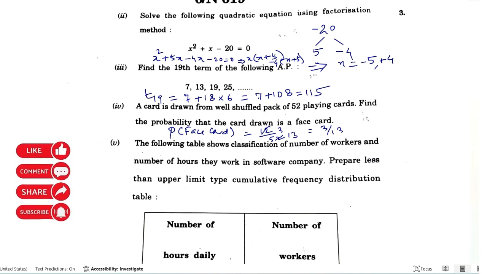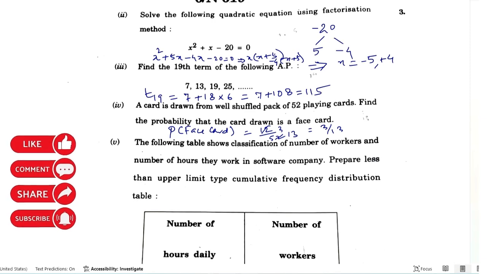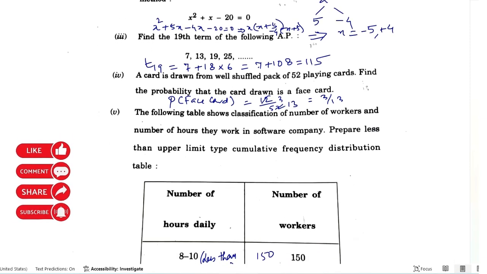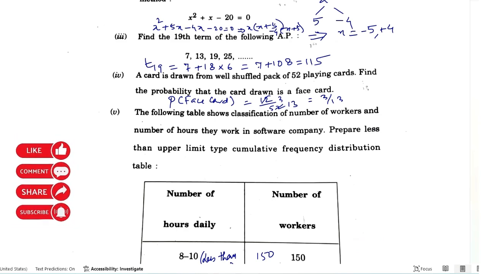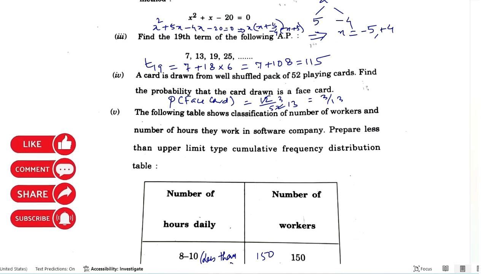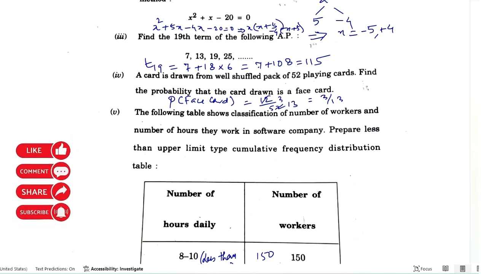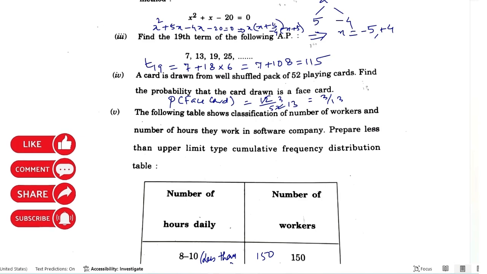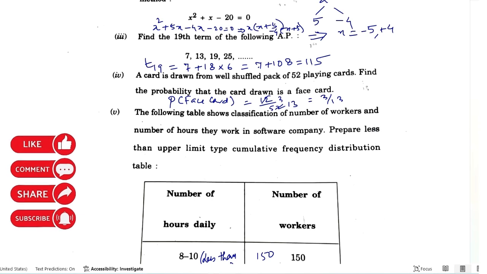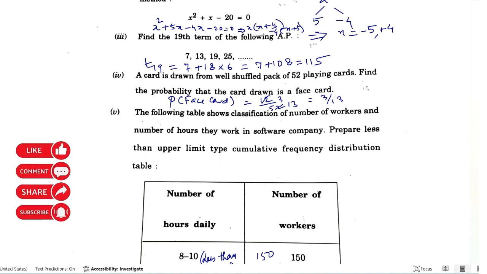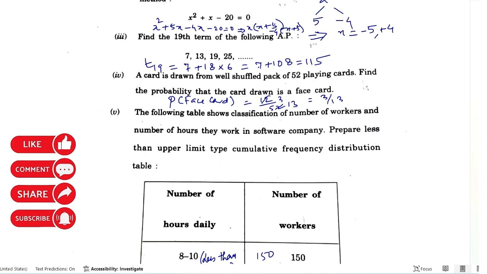Now, fourth subpart, a card is drawn from a well-shuffled pack of 52 playing cards, and we have to find the probability of a face card. Now, there are 12 face cards, 3 each in all those 4 categories. Total number of cards is 52. Simply divide it. You will get the answer as 3 by 13.